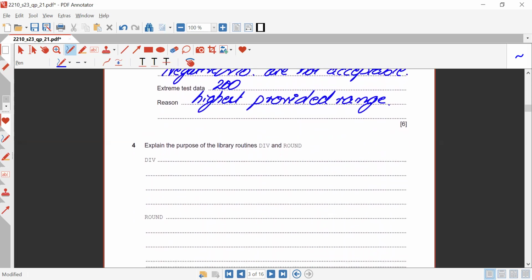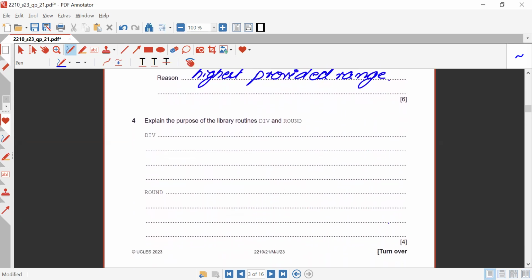Okay, now they are saying explain the purpose of the library routine, DIV and ROUND. What is the purpose of the DIV? So we know that DIV is utilized to give the quotient, or you may say the whole number of the answer. Whereas ROUND is utilized to round off the number to the nearest decimal place. So you can say DIV, it's for 2 marks, do remember?